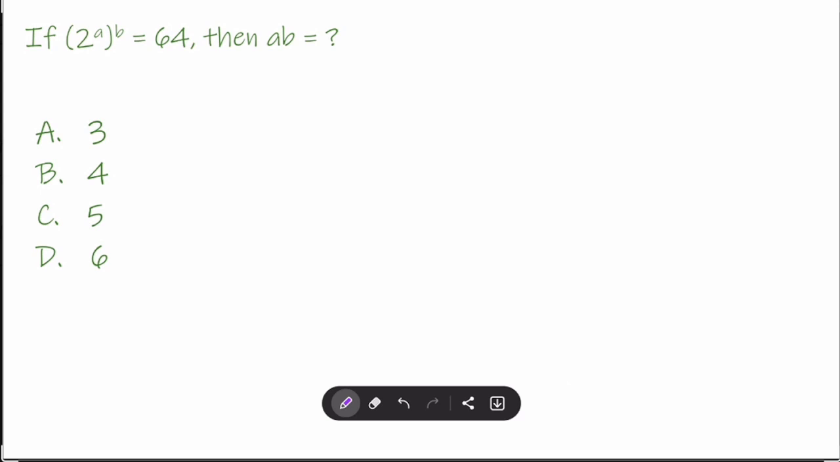So we're going to solve this problem. This is a math problem coming from an SAT reviewer. Here's the problem: if 2 to the power of A to the power of B is equal to 64, then AB is equal to what?